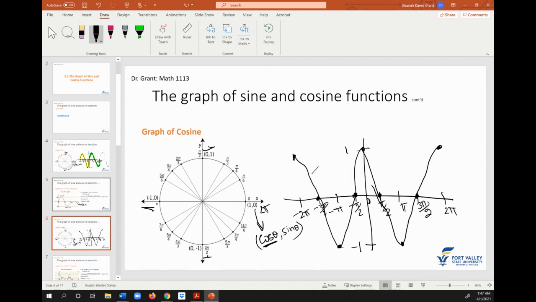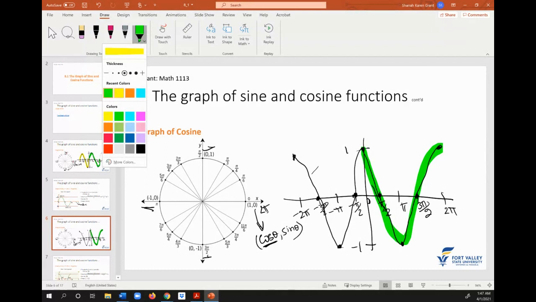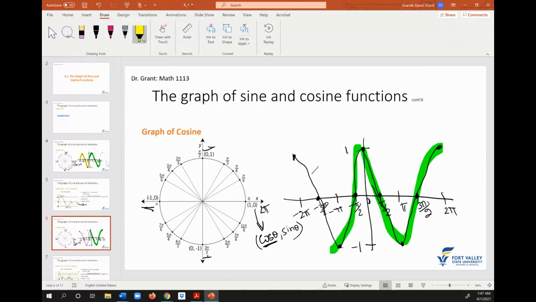And also, we're going to describe the period. If you notice, the shape is being copied and pasted as well. Now, one thing I want to highlight is that to get the graph of cosine, all you need to do is shift the graph of sine, but we'll look at that later.